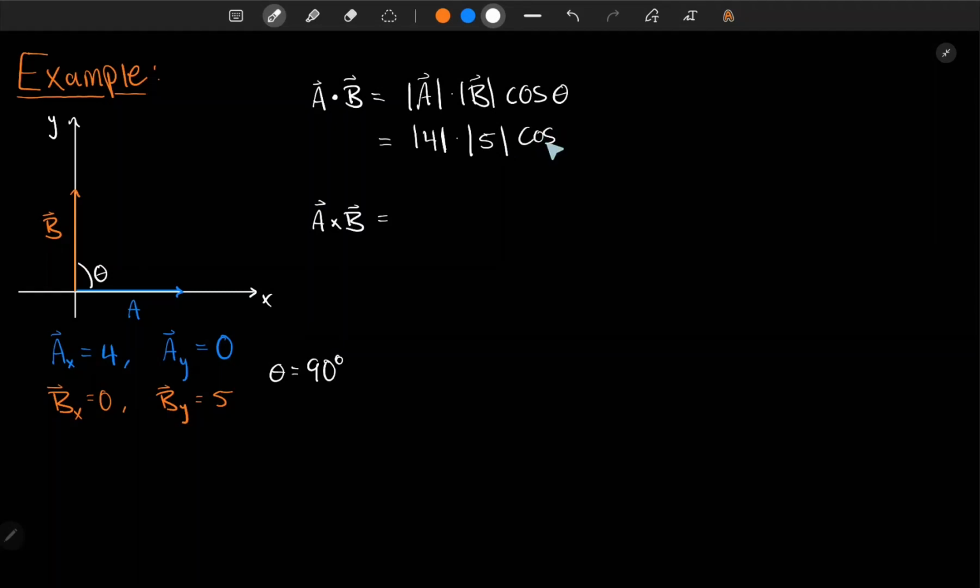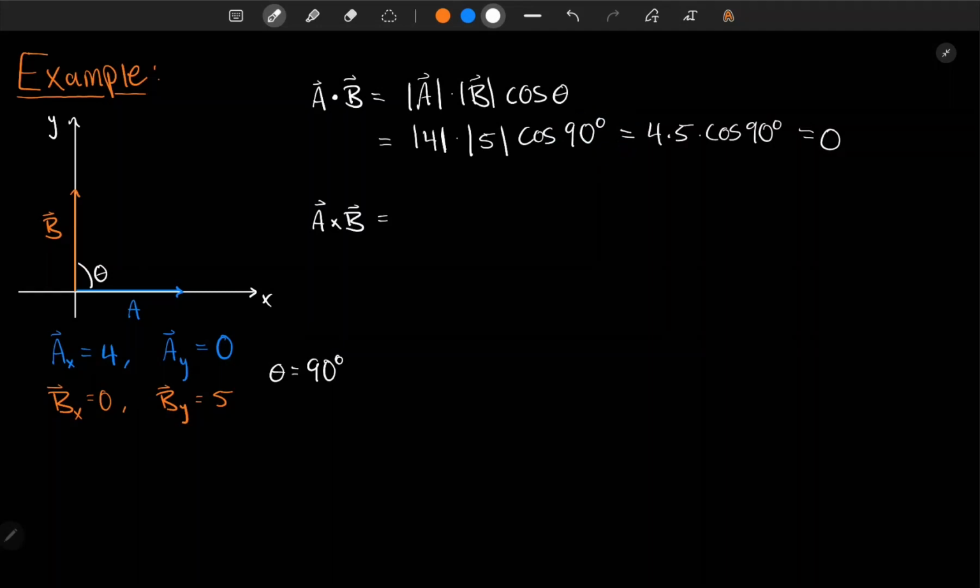And theta here is 90 degrees. So we have the cosine of 90 degrees. So this is equal to 4 times 5 times cosine of 90 degrees. But if you know your trigonometry, or you plug this into a calculator, you'll see that the cosine of 90 degrees is 0. So the dot product of A and B here is 0. And that's because these two vectors are perpendicular to each other. And that's always true for vectors that have an angle separation of 90 degrees.